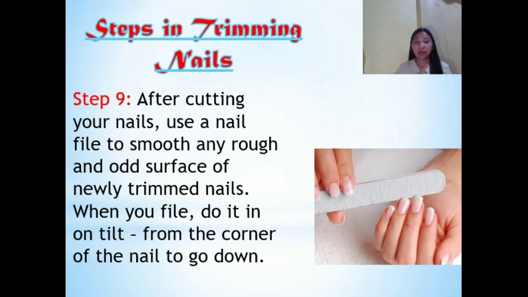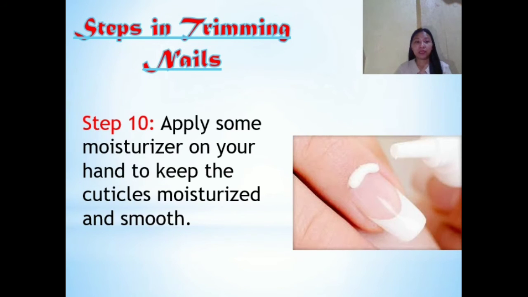Step 9. After cutting your nails, use a nail file to smooth any rough and odd surface of newly trimmed nails. When you file, do it on tilt from the corner of the nail to go down. And the last step, apply some moisturizer on your hand to keep the cuticles moisturized and smooth. So those are the step-by-step procedure in trimming your nails. You may also want to watch this video for you to be guided on how to shape your nails.